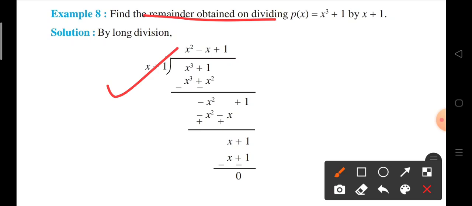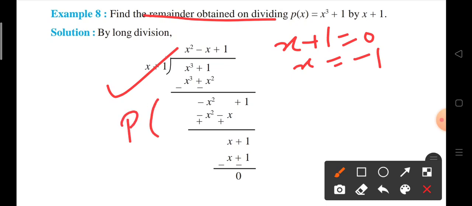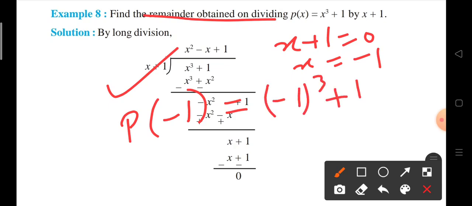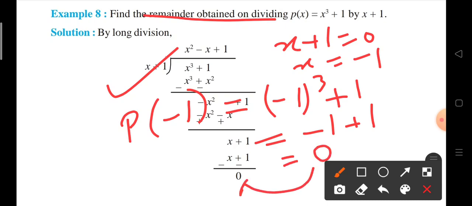You know the division. So we place first of all x plus 1 is equal to 0. We get the value of x equal to minus 1. Now we find the polynomial at x equal to minus 1. That would be the remainder, which is minus 1 cube plus 1. So it is coming out to be minus 1 plus 1, that is equal to 0, and over here the remainder is also coming to 0. So this is the direct method to find out the remainder of a given polynomial with a particular divisor.